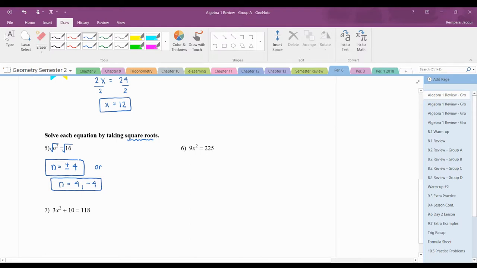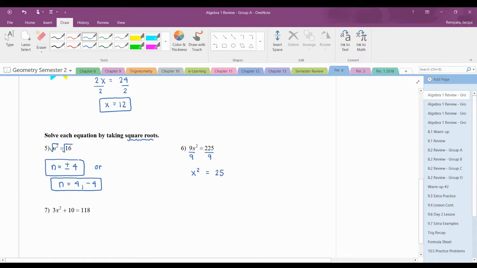If I look at the second example, 9x squared equals 225. Well, x squared is not by itself. There's a 9 with it. So we cannot take the square root until I get the x squared by itself. So because that's through multiplication, I'm going to divide both sides by 9. Okay, so that's going to get me x squared by itself. 225 divided by 9 is going to give me 25.